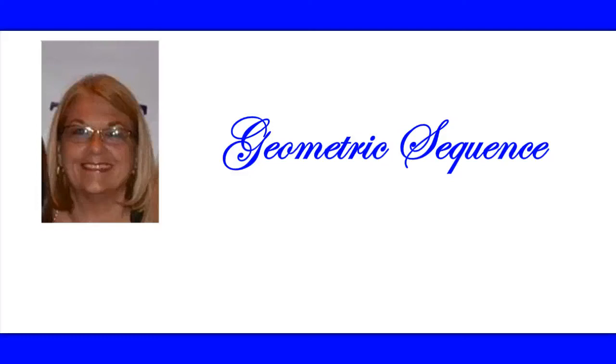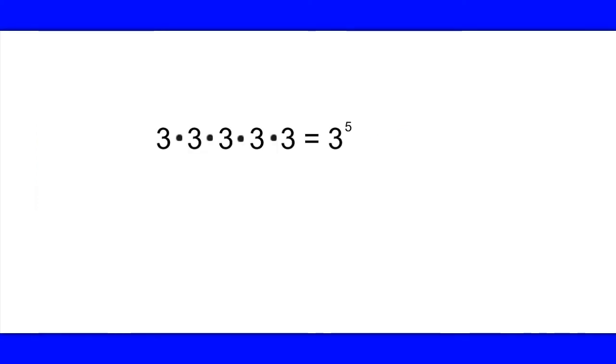We're going to talk today quickly about geometric sequence. I'll give you a couple of reminders. When you multiply by the same value over and over again, we can write that as, in this case, 3 to the 5th power, because there's 5 3's multiplied together.